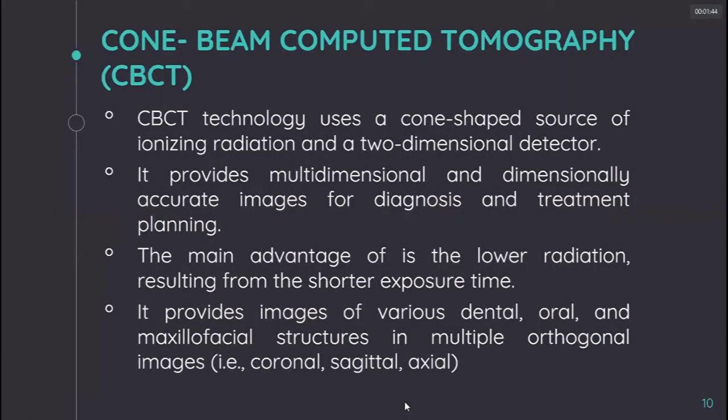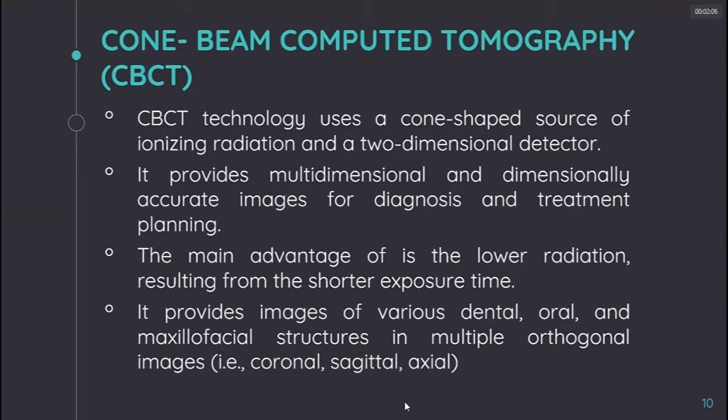Cone beam computed tomography, also known as CBCT. CBCT technology uses a cone-shaped source for ionizing radiation and a two-dimensional detector. It provides multidimensional and dimensionally accurate images for diagnosis and treatment planning. The main advantage is the low radiation resulting from the shorter exposure time.